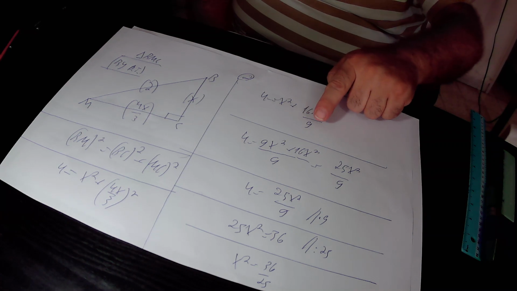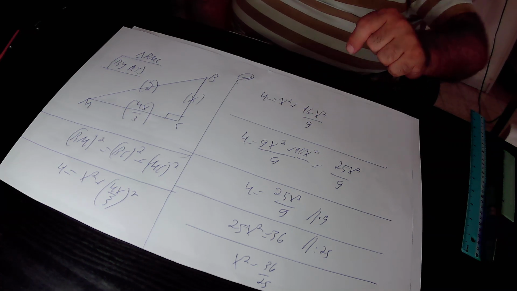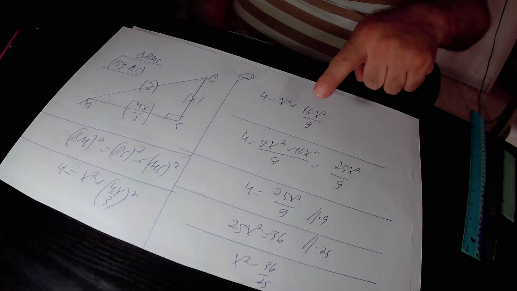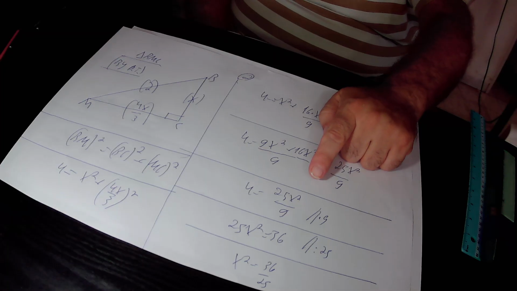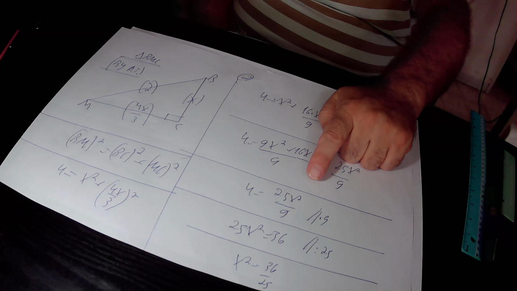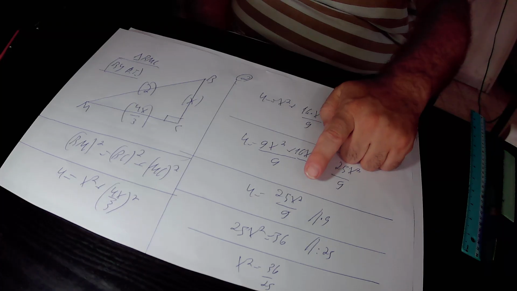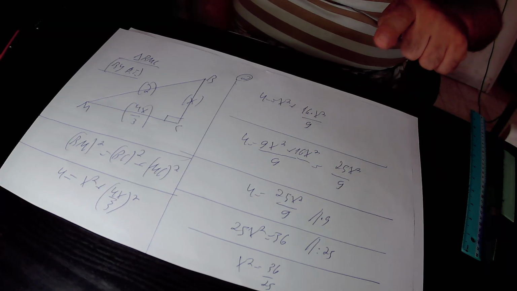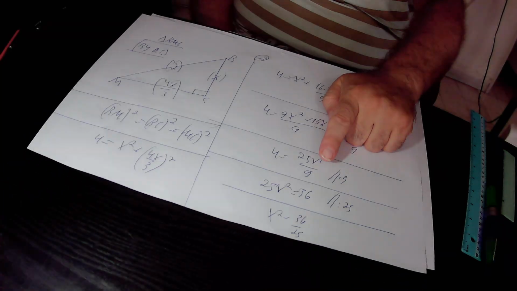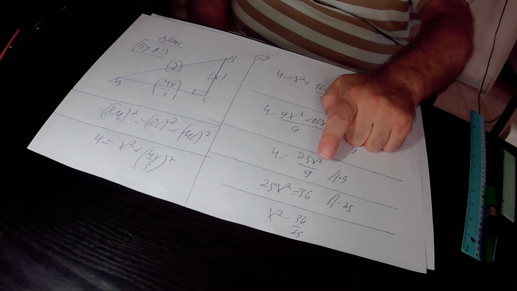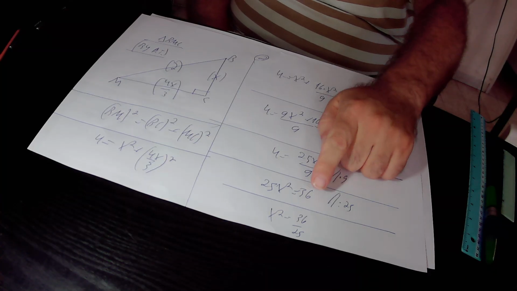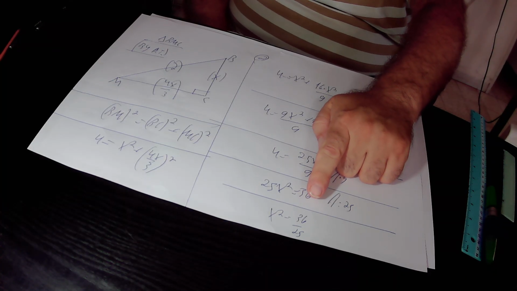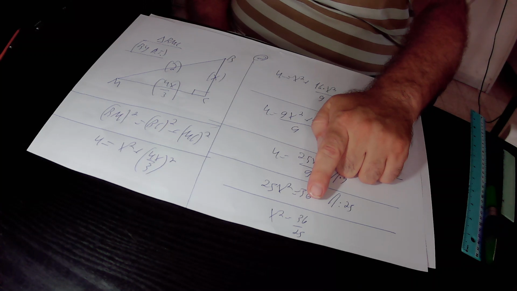9x squared plus 16x squared is 25x squared over 9. So in total, we found out that 4 equals 25x squared over 9. We multiplied this equation by 9 and found that 25x squared equals 4 times 9, that's 36. So 25x squared equals 36. Here we divided this equation by 25 and found that x squared equals 36 over 25. So we took the square root and found that x equals the square root of 36, that is 6, over the square root of 25, that is 5.